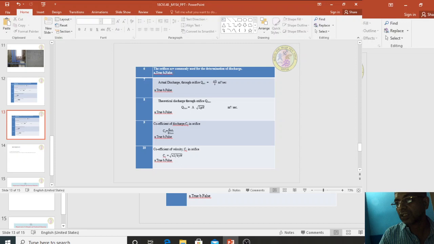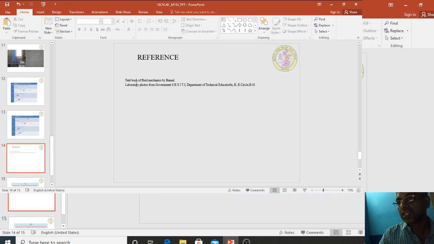Next, the orifice is commonly used to determine discharge, the answer is A. Actual discharge is A H by T, it is A. Theoretical discharge A into root 2GH, it is A. Coefficient of discharge CD in orifice is CD equals Q actual by Q theoretical, it is A. Coefficient of velocity CV is equal to root of x square divided by 4YH, it is A.